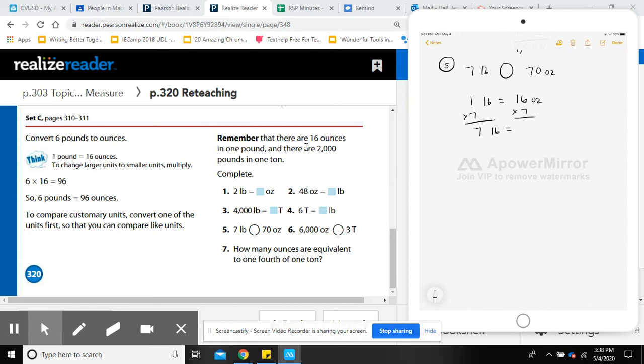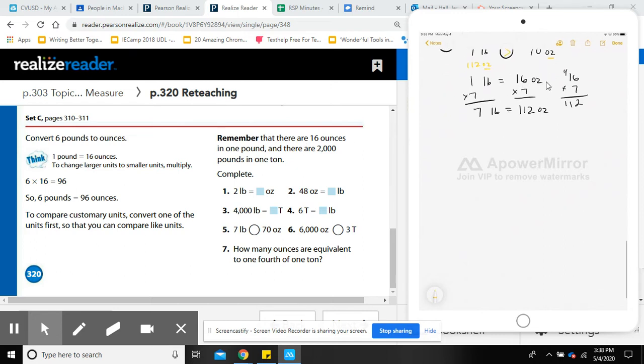Now 16 times 7, I don't know off the top of my head, so I'm going to multiply it over here on the side. 6 times 7 is 42. Carry my 4. 7 times 1 is 7, plus 4 more is 11. So that's 112 ounces. Now I can compare them a lot easier, right? I know that 7 pounds is equal to 112 ounces. So I can now compare the ounces to the ounces. I know that 112 ounces is greater than 70 ounces. So therefore 7 pounds is greater than 70 ounces.